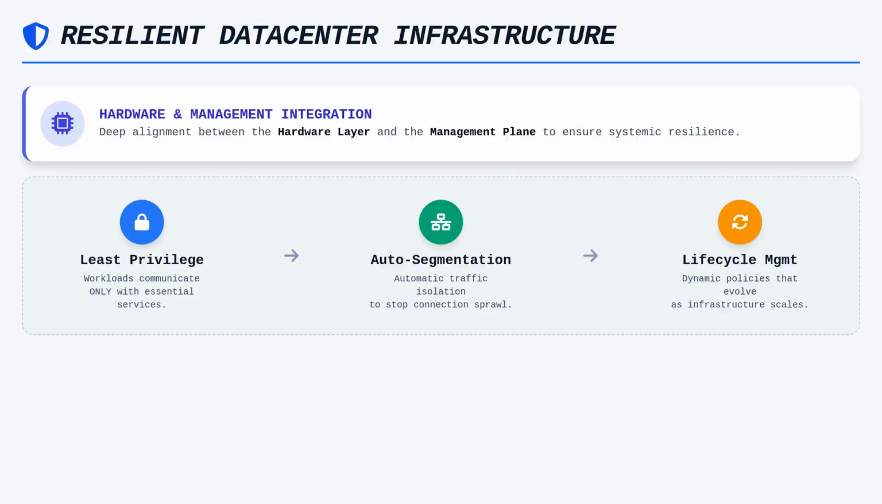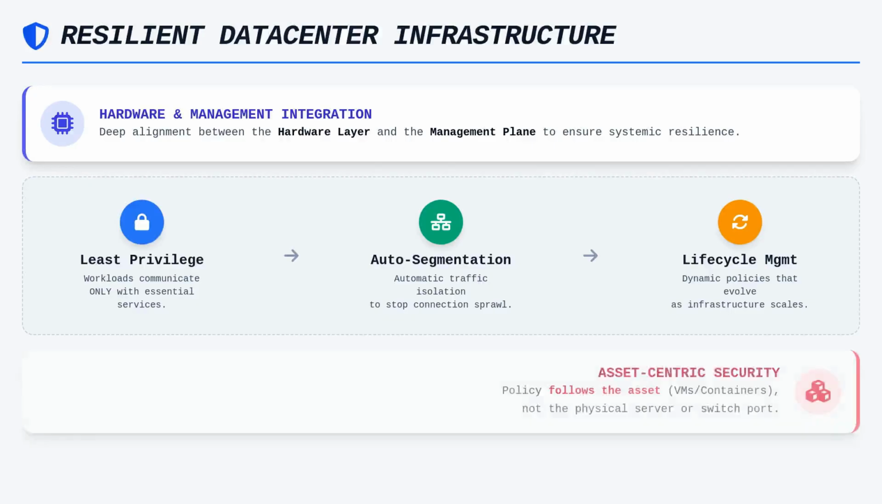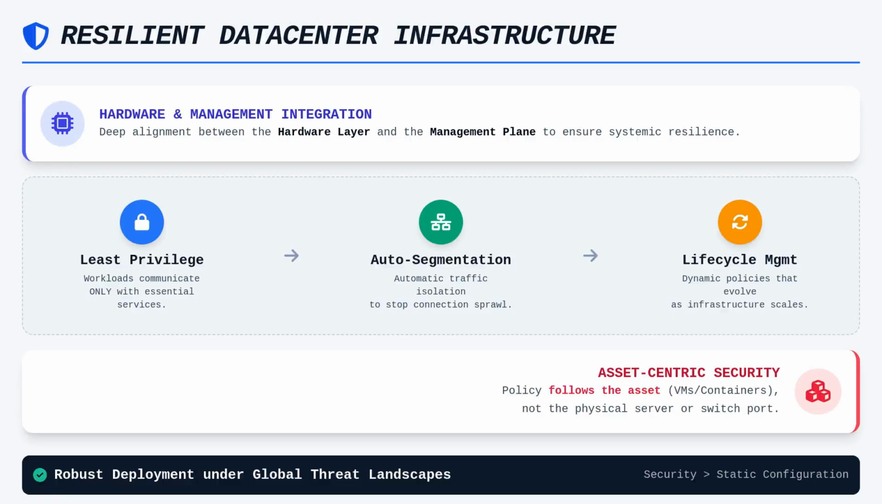A security policy is never a static configuration. It evolves as your infrastructure scales and changes. Whether you are managing containerized workloads or standard virtual machines, the policy must follow the asset rather than remaining tied to a specific physical server or network switch port. By mastering these compressed specifications, you ensure that your deployment remains robust even under the high-stress conditions characterized by evolving global threat landscapes.